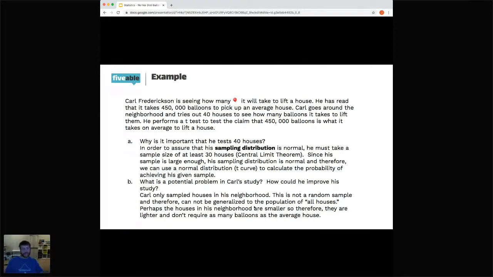He can't generalize his sample to all houses because he only went in one neighborhood. It wasn't random. And I also provided a direction that things could go. A lot of times with questions like this, AP will look for that. Perhaps the houses in his neighborhood are smaller. You also could have said bigger. So they are lighter or heavier and don't require more balloons, but implying a direction there is really important, and giving a specific example.